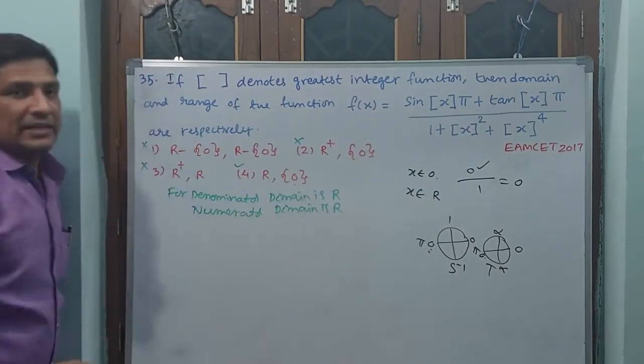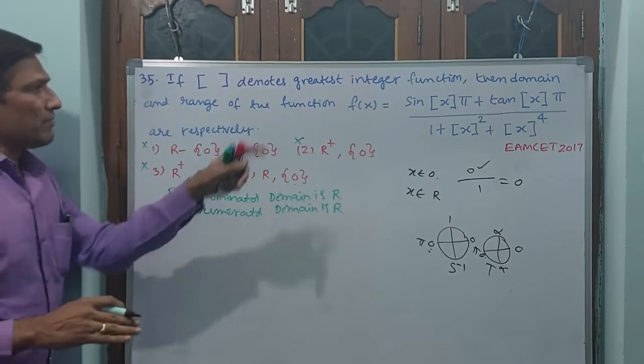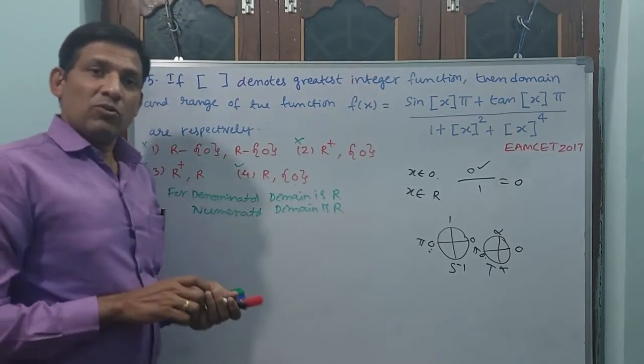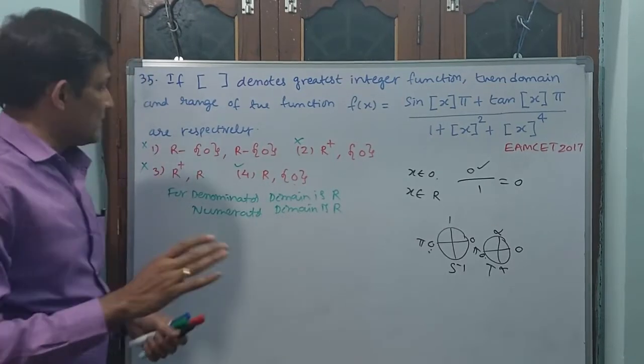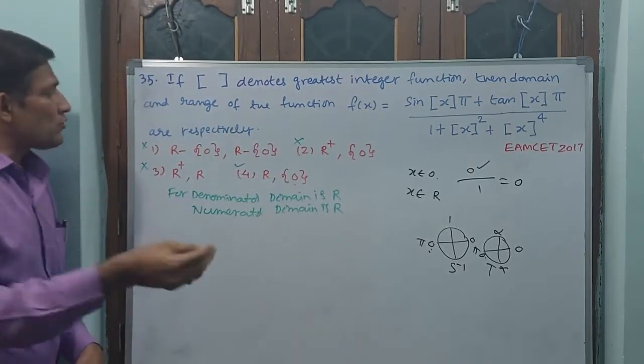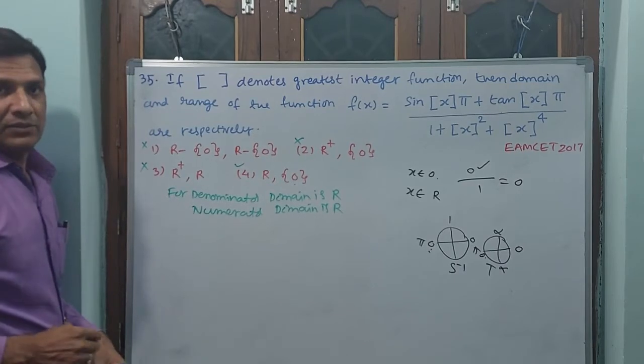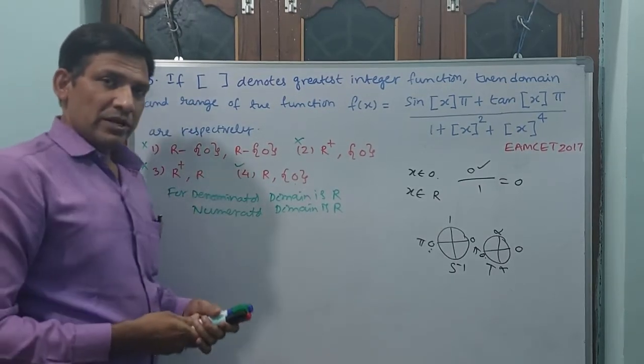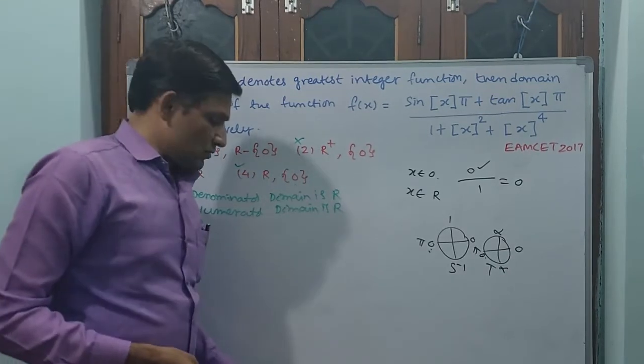That means this is correct. Only 0 will come for this function, the range. That is why this is the answer for your question. This is analysis only, but by the elimination method, within a few seconds you are going to put this answer. In the examination, by the elimination method only you keep it. Don't waste your time. Okay, let us go for the 36th question.